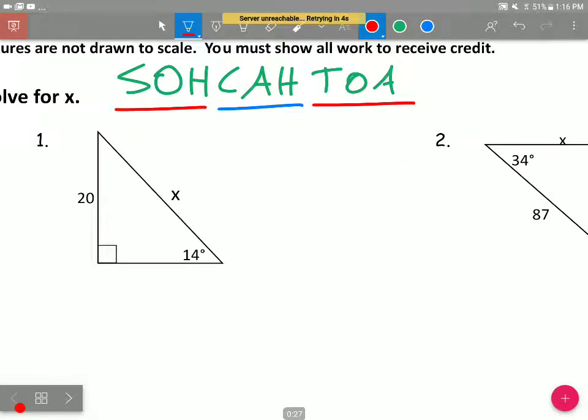The way I always thought about it is that sine equals opposite over hypotenuse. Cosine equals adjacent over hypotenuse. Tangent equals opposite over adjacent. That's just how I think about it. That's the easiest way to do it.